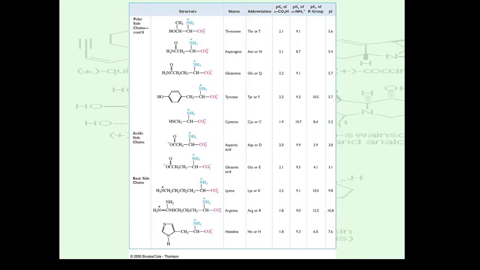Okay, and lysine, arginine, and histidine are those basic side chains. So yes, you should know what your side chains are and the name that corresponds with it. You should know whether it's polar or nonpolar, whether it's acidic or basic. So basically, you should understand this table.